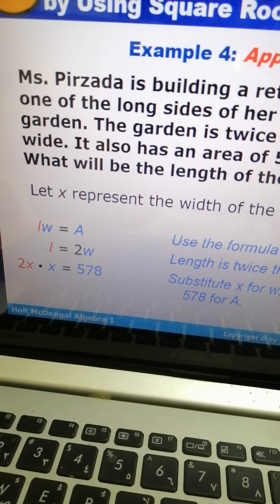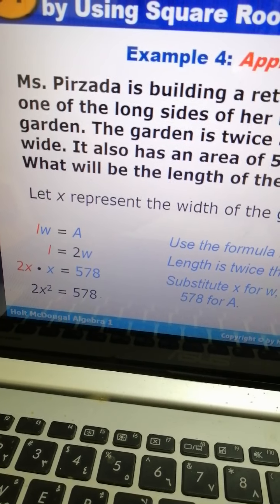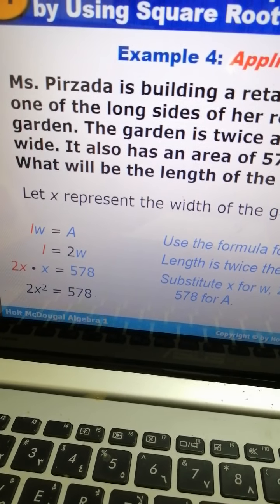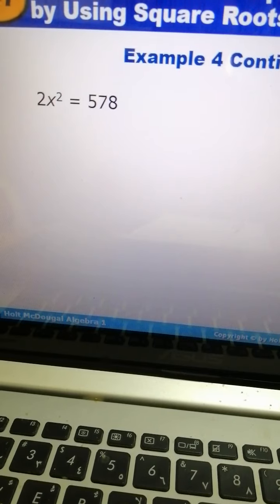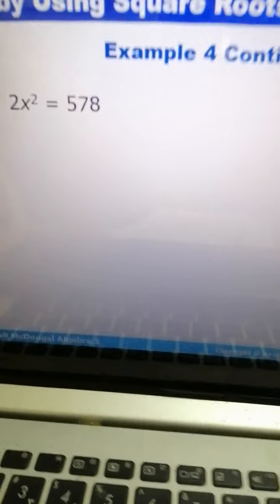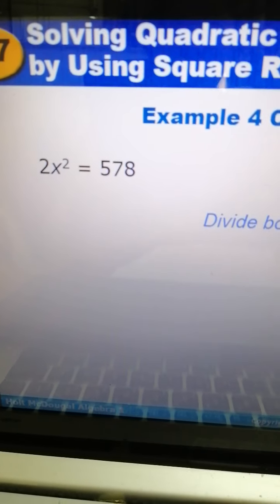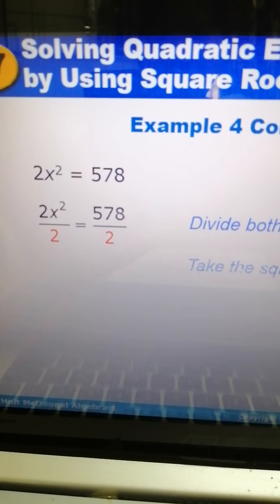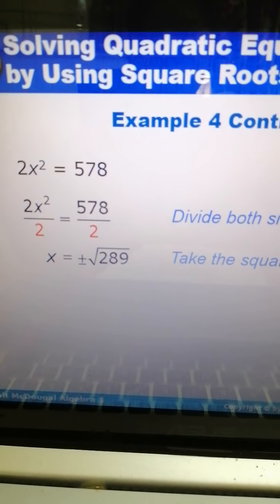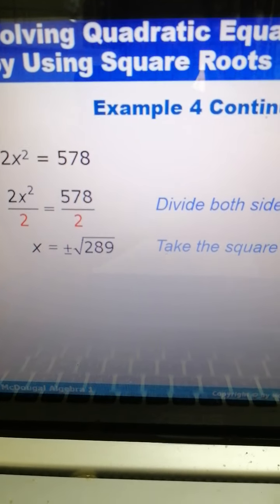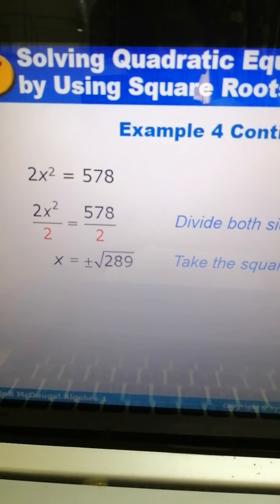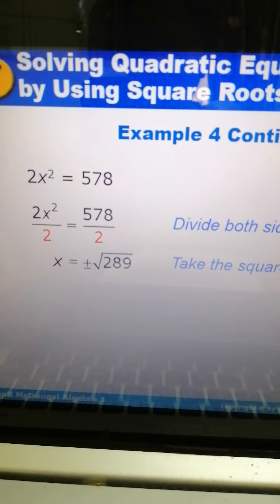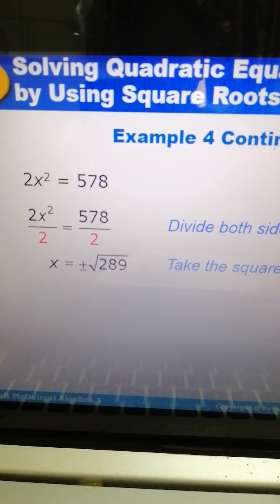Okay, so 2x times x is what? 2x squared. And this time you can apply the square root property. But 2x squared equals 578. You can divide by 2 first. If you divide by 2, x squared is equal to what? 289. And then applying the square root property, x is equal to positive negative square root of 289.